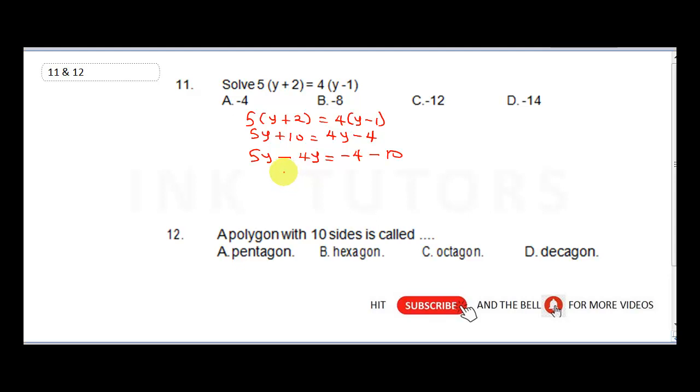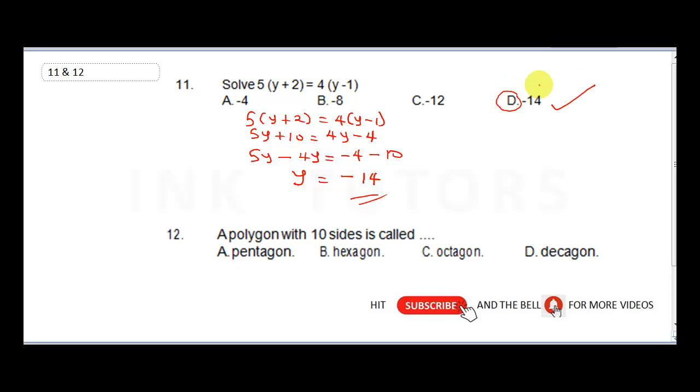So 5y minus 4y is going to be what? Yes, I know some people will say 1y, but in mathematics, we don't write 1y, you write y. So this is going to be minus 4 minus 10. Now that will give us what? Minus 14. So my final answer is minus 14. So D is the correct answer here, and I will mark D.